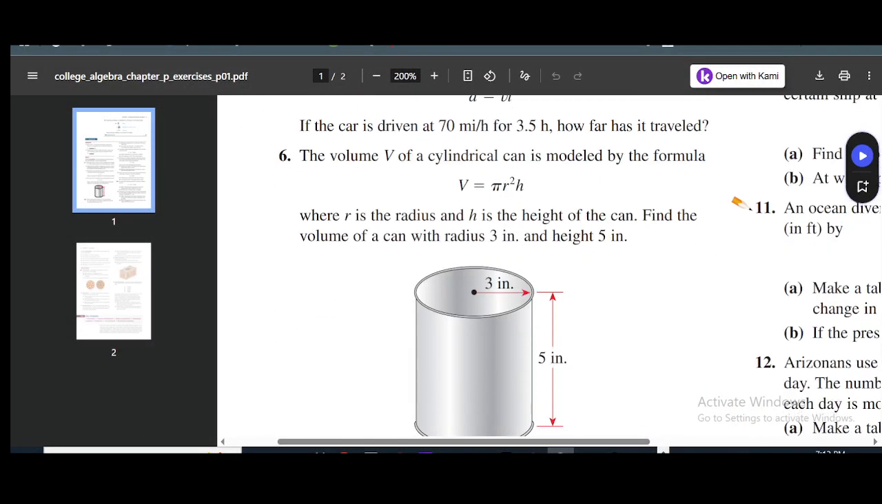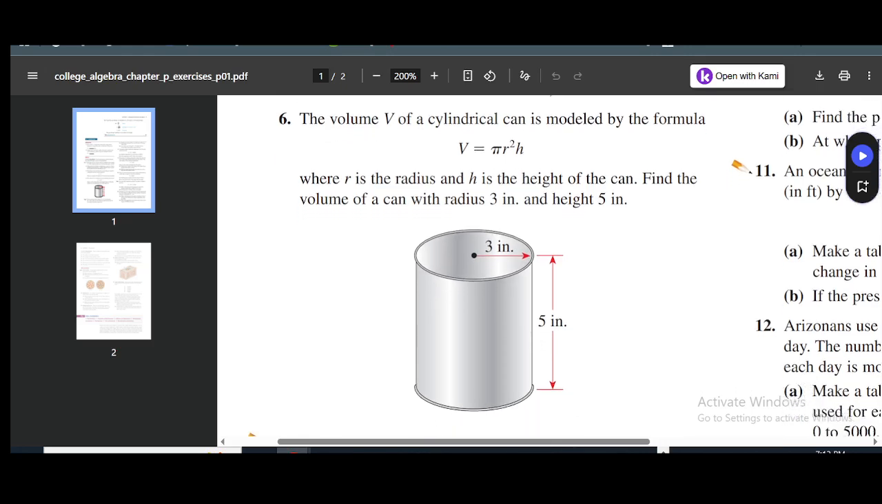Number 6. The volume V of a cylinder. We just lost it. So I can raise this a little higher for you. The volume V of a cylinder can is modeled by the formula V equals pi times R squared times H, where R is the radius, H is the height of the can. Find the volume of the can with radius 3 and the height of 5. Okay, so let's write that formula down here, and that'll be number 6.